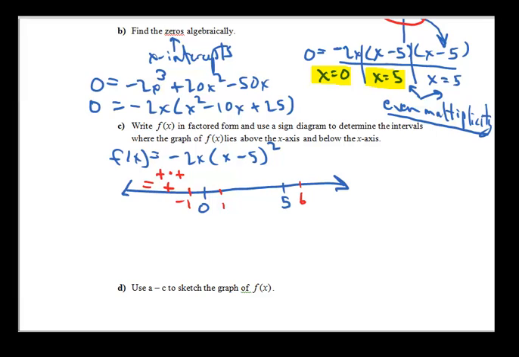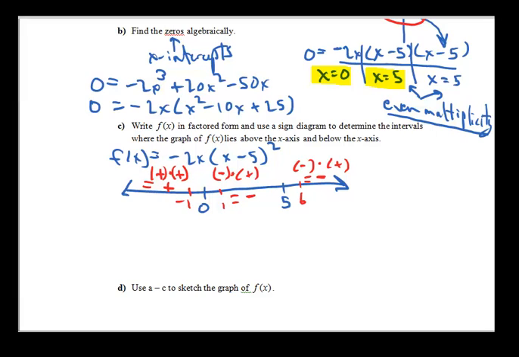Now at 1, what happens? At 1, if I plug in 1 for x, I have a negative 2, which is negative. And we said before, put that in parentheses, it makes it easier. Anything squared is going to be positive. So in this interval here, I have a negative times a positive, which is going to be negative. And then at 6, I'm going to have a negative 2 times 6, which is a negative 12. So a negative times anything squared is going to be negative. Therefore, over here, it's going to be negative again.